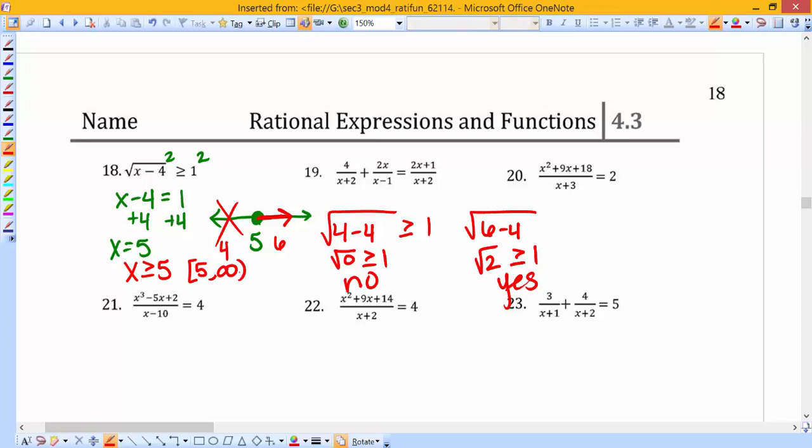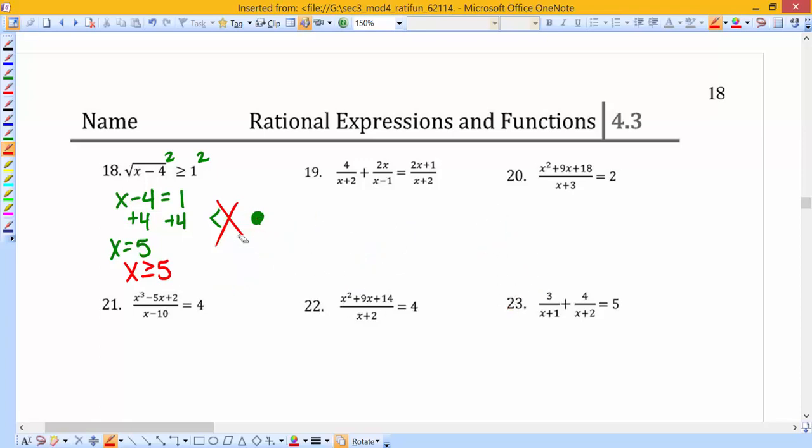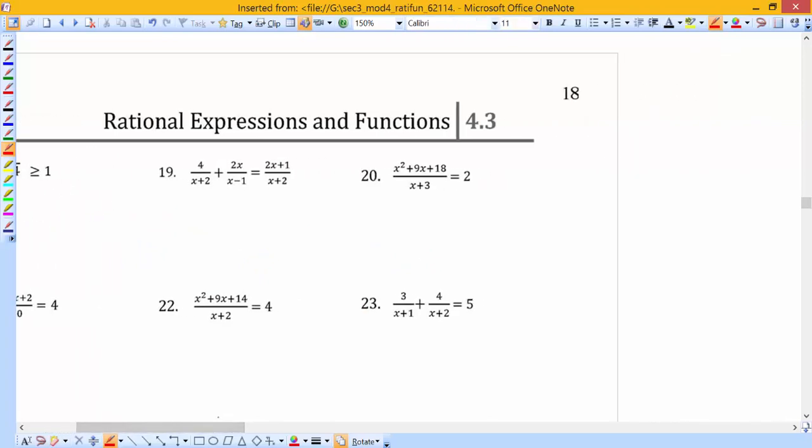For right now, I am not worried about 19 and 23. Not worried about that at all. I would like you guys to do 20, 21, and 22. I will do 20 with you guys.